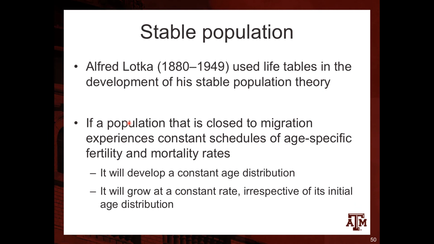And with the life table, we can do a lot of different exercises. And Alfred Lotka used the life tables in the development of his stable population theory. And the stable population theory is the idea that, let's just consider a closed population. What is a closed population? A population where I'm not taking into account migration. I'm not taking into account people entering that population or leaving that population. So I'm not taking into account immigration or emigration.